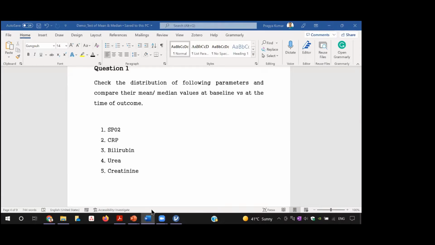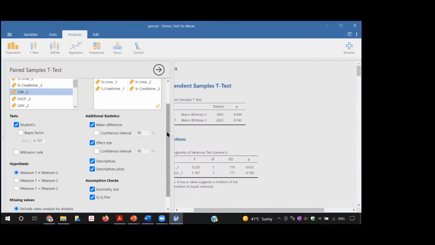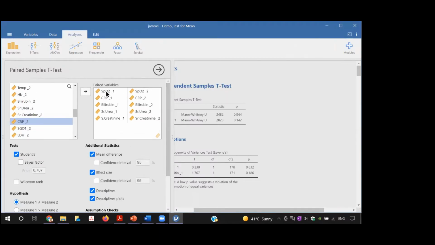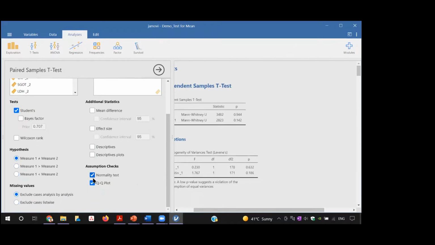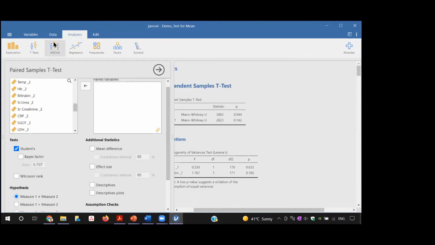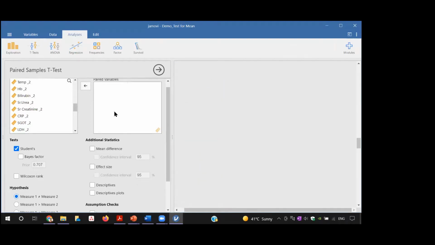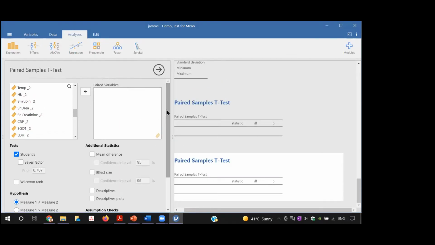So I'll go to the Jamovi. There, I think I have moved this. Let me move this back. So you go to the, I have unchecked all this. So how will we go? There is an option of this t-test. Go to the t-test, paired samples t-test. Now I have to move.